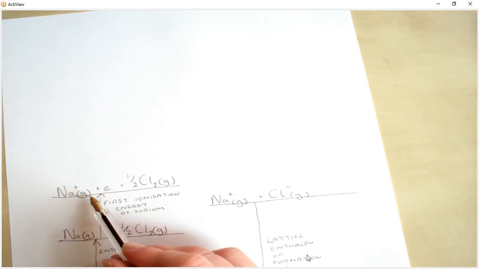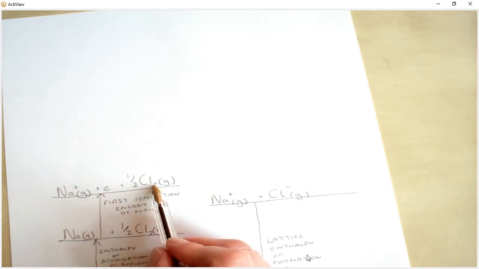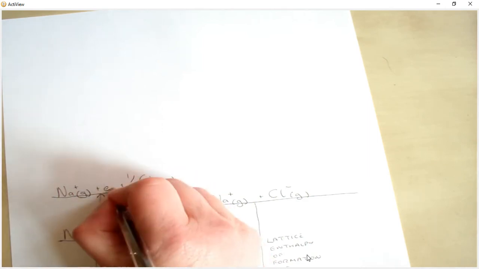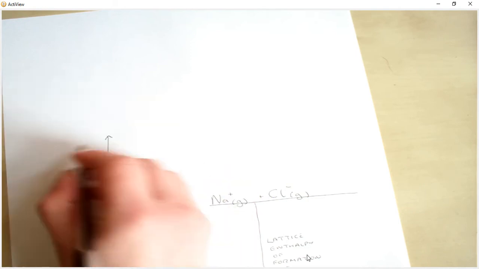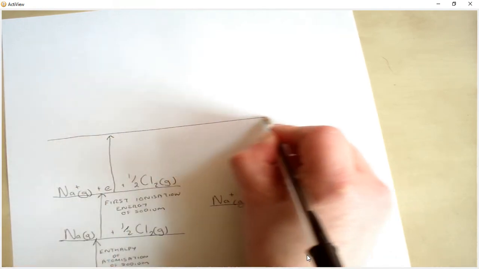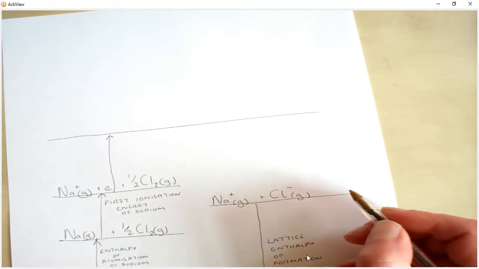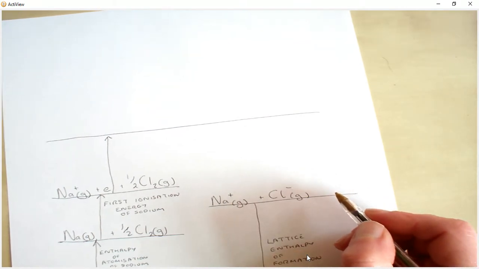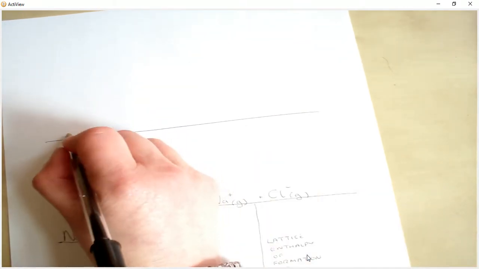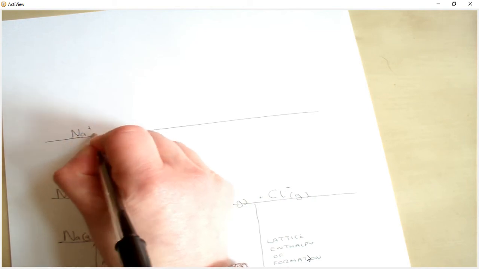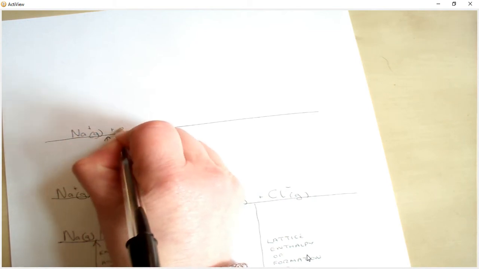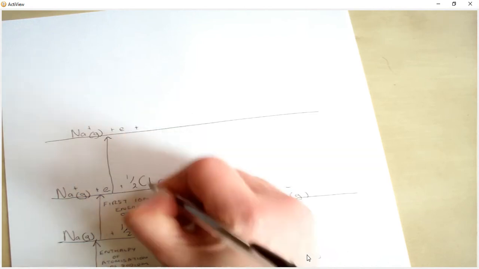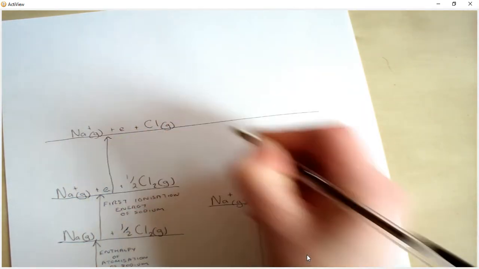So the first thing I need to do, let's just move this paper down, is I need to do atomization. So we've already done atomization of sodium. I need to now do atomization of chlorine. Okay, and I'm going to draw that line further along now because it's the furthest to the top that we need to do. And that's going to give me my Na+ as a gas and my electrons stay the same. But this half Cl2 is going to turn into a gaseous chlorine atom.